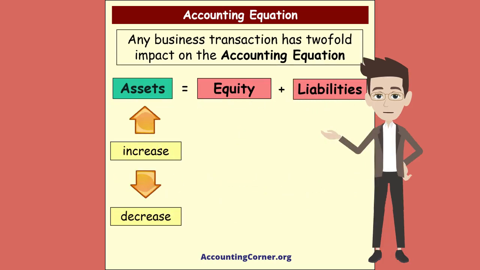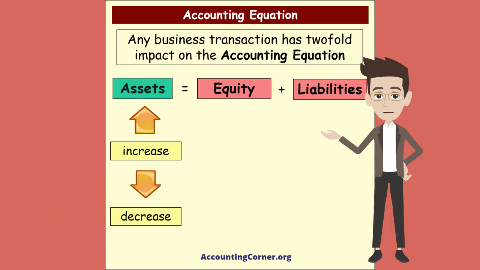Also, it can happen that a particular transaction has a twofold impact on the accounting equation. However, only one side of the equation is impacted. For example, there might be an increase in one category of the assets, and at the same time, there is a decrease in another category of the assets.